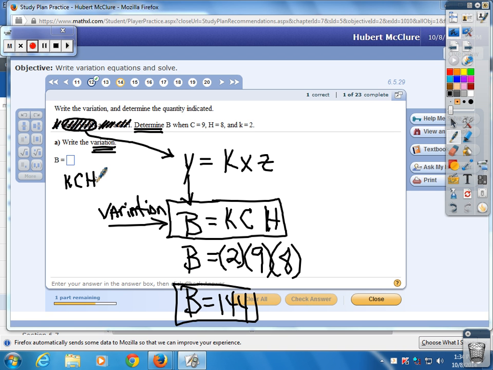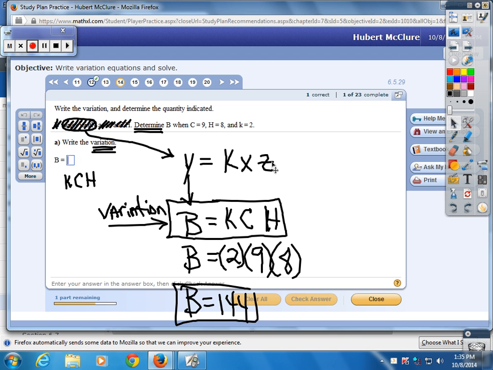Dang old potassium chloride. All right. No, that would be C. That would be Cl, wouldn't it? I don't know. Anyway. So K times C times H. Good job. You are a winner. And B is equal to 144. And you feel good about yourself.